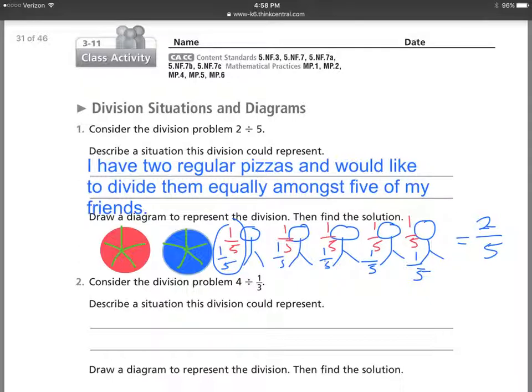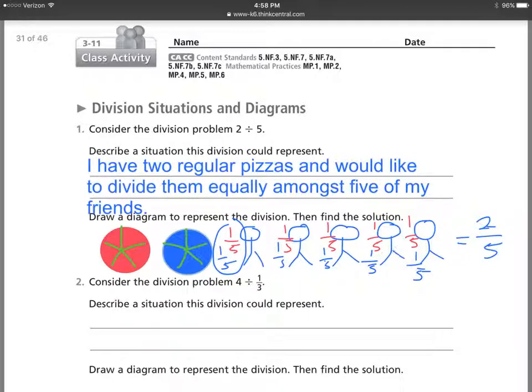So from each individual pizza, my friends are only going to get 1 slice because I've cut them into 5 equal pieces. If we only had 1 pizza, that would be the best way to divvy up my pizza amongst 5 people. We have 2 pizzas, so I just divvied up each one individually into 5 equal pieces.